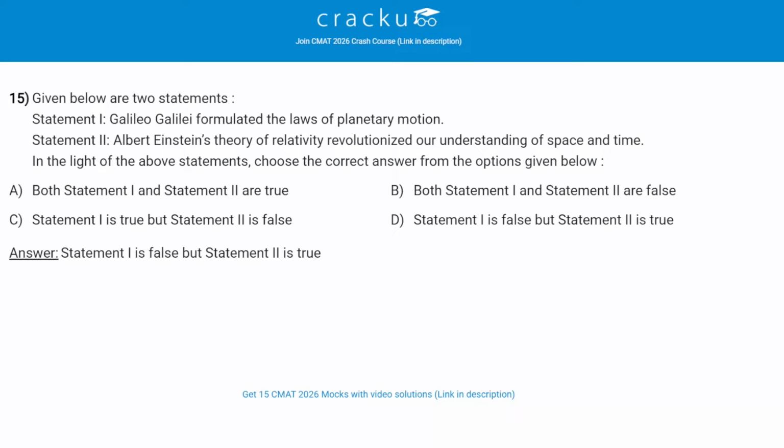In this question, we have been given two statements. Statement 1: Galileo Galilei formulated the laws of planetary motion. This is wrong. It is not Galileo Galilei, it is Johannes Kepler. Then statement 2: Albert Einstein's theory of relativity revolutionized our understanding of space and time. Sorry, this is true. My bad. Albert Einstein's theory of relativity revolutionized our understanding of space and time. This is correct. So basically, statement 1 is false, statement 2 is true. So option D is the correct answer.